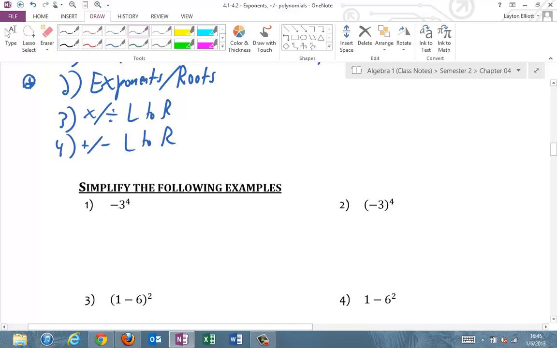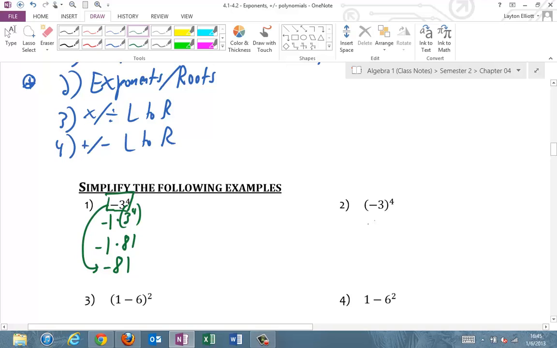Number 1, we have negative 3 to the 4th power. This negative is actually a negative 1 coefficient times 3 to the 4th power. That's how you'd be thinking about it. 3 to the 4th power is 3 times 3 times 3 times 3, or 9 times 9, or 81. So this is really a negative 81. Now, I would expect you to be able to go from here to here without all those steps. I just want you to see that the negative 1 is a coefficient.